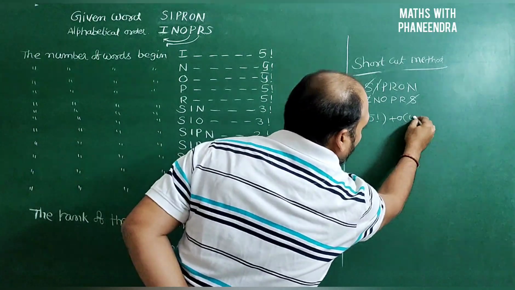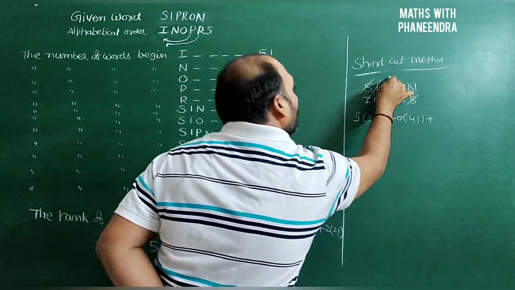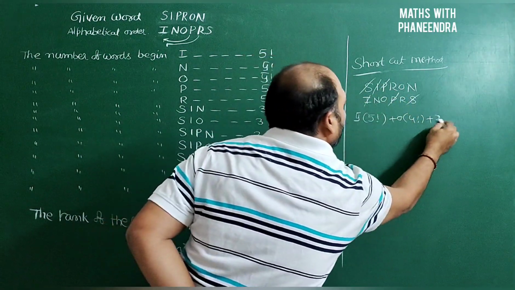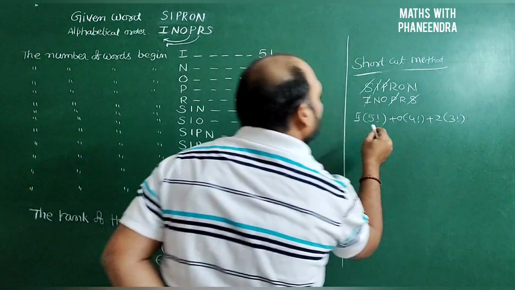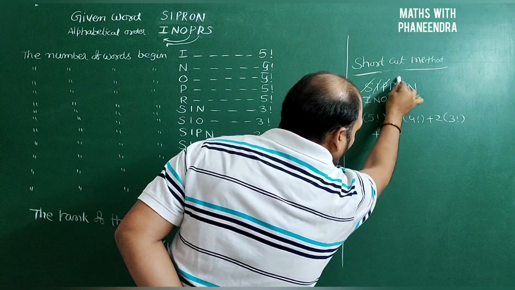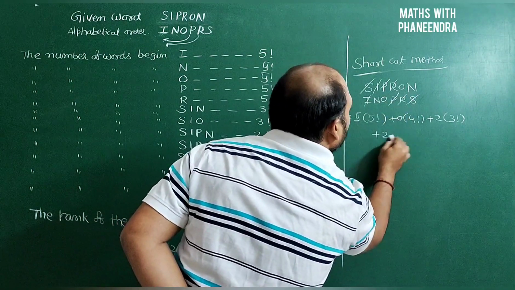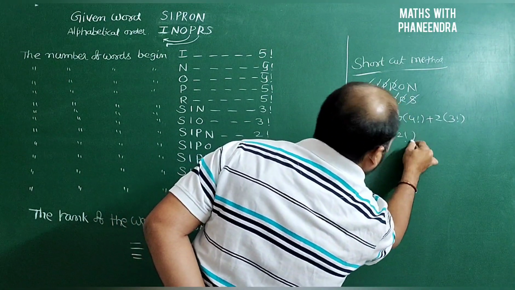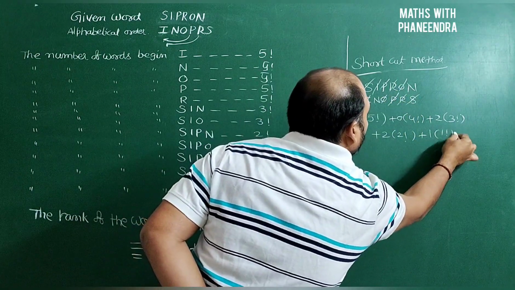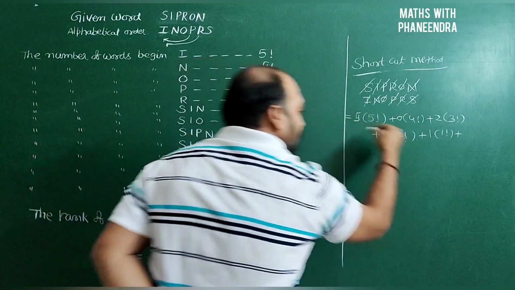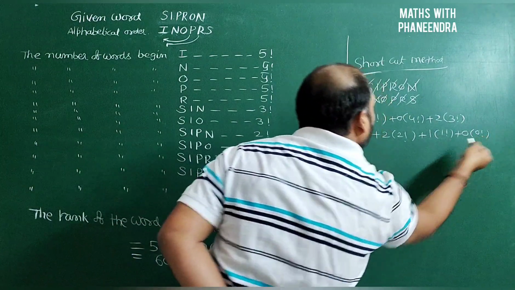0 into 4 factorial plus P gets cancelled. Before that 2 are there. 2 into 3 factorial plus R gets cancelled. Before that 2 are there. 2 into 2 factorial plus O gets cancelled. Before that 1 into 1 factorial. N gets cancelled. 0 into 0 factorial.